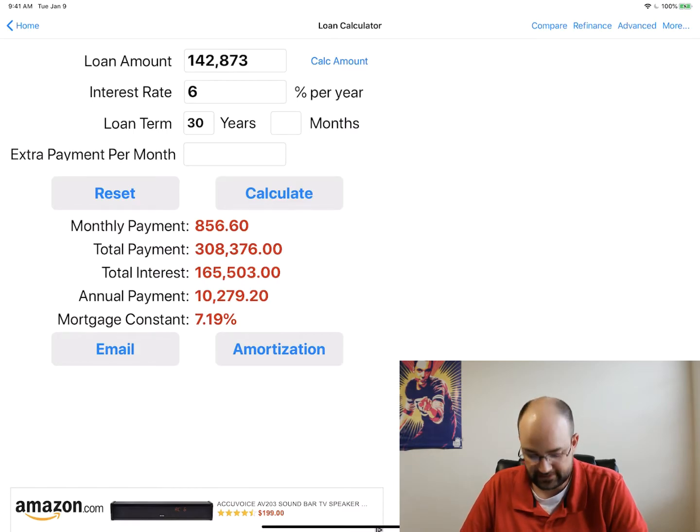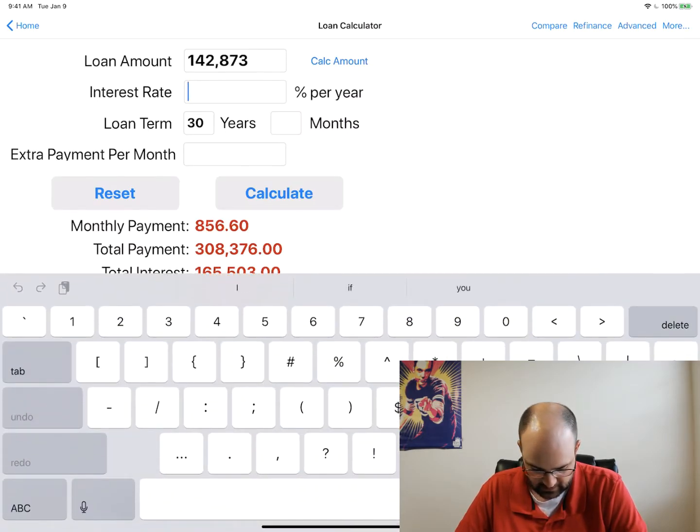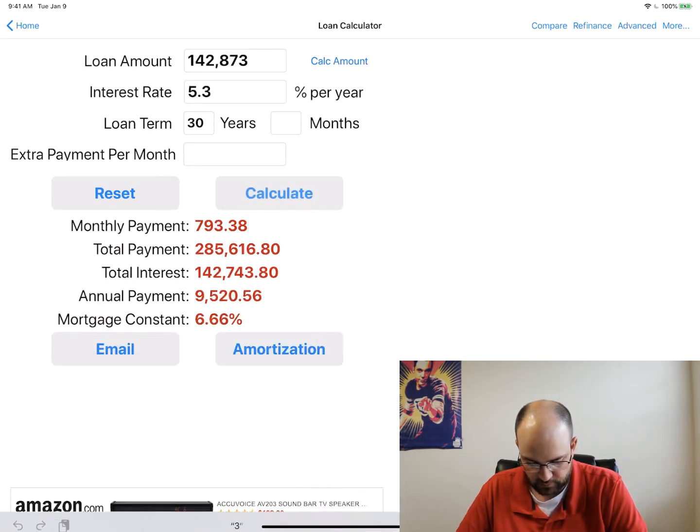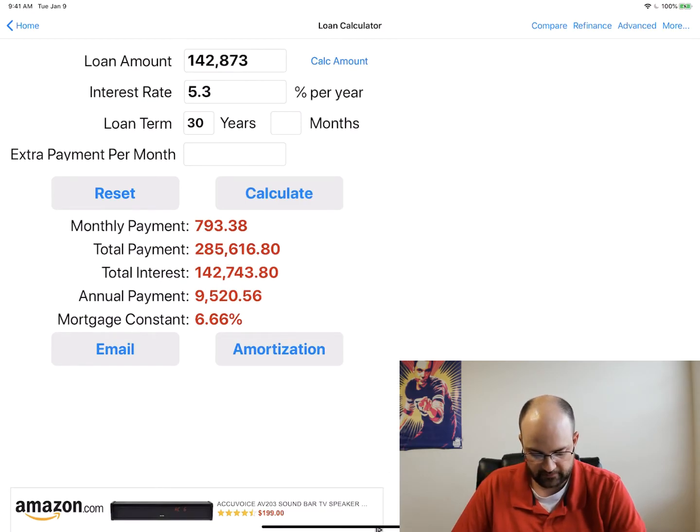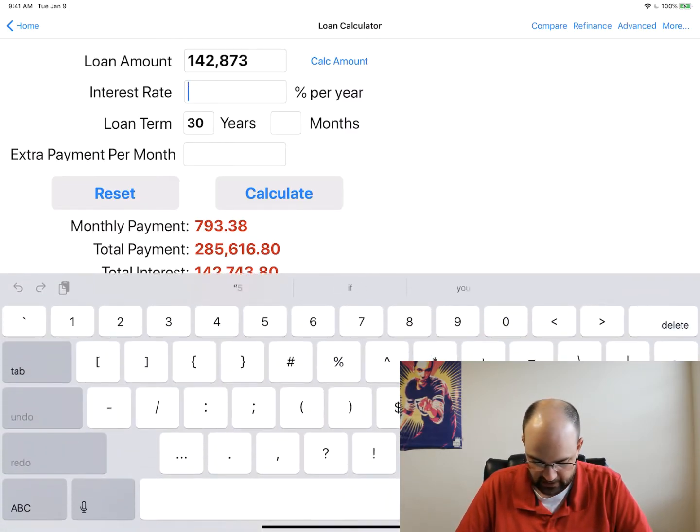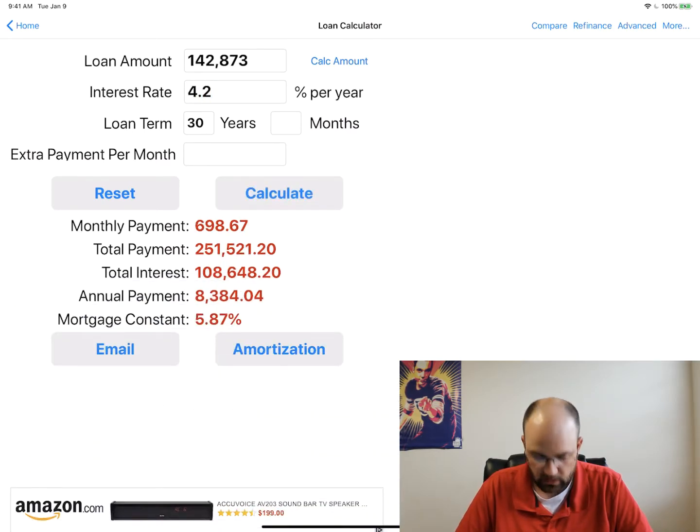If you go to even a 6% interest, it's $165,000, which is more than the cost of the house. And I think it's right around 5.3, 5.4%, where the total amount of interest is going to actually be the actual cost of the house. You would actually be doubling the amount that you're paying for the house. So that's why interest is so important to us. Okay, good.